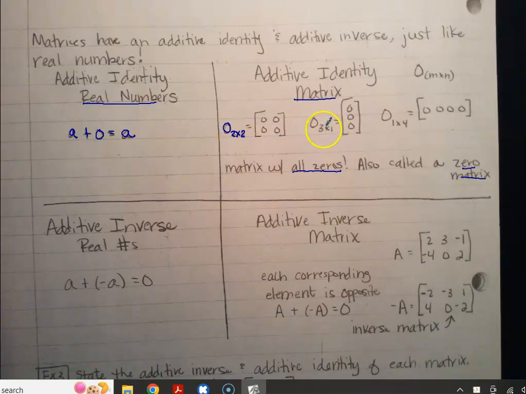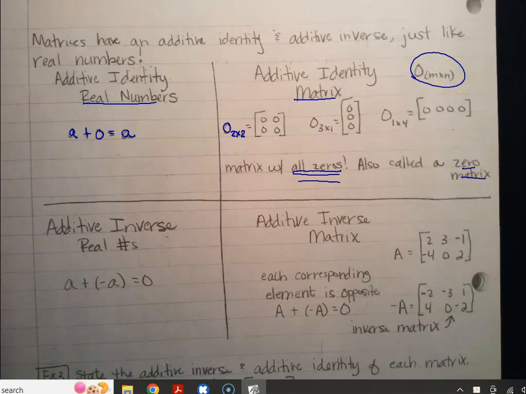We have a 0, 3 by 1. It's full of zeros. So there's 3 rows and 1 column. A matrix 1 by 4, it's 1 row with 4 columns. Okay, an additive identity matrix is a matrix with all zeros. That's all that it is. And it's going to be named just like a matrix, but it's 0 and then the rows by how many columns.